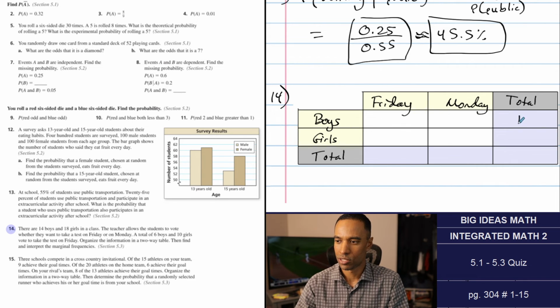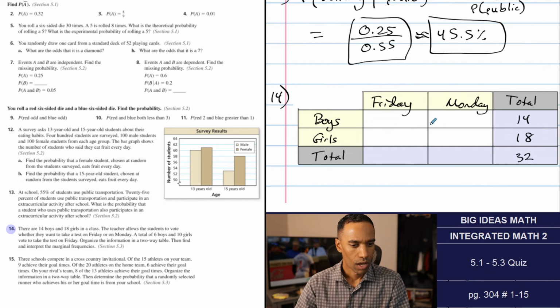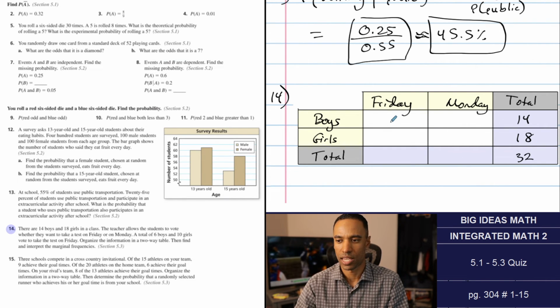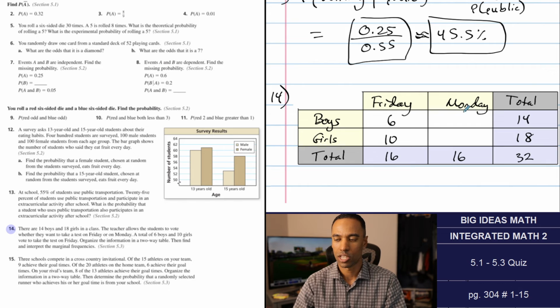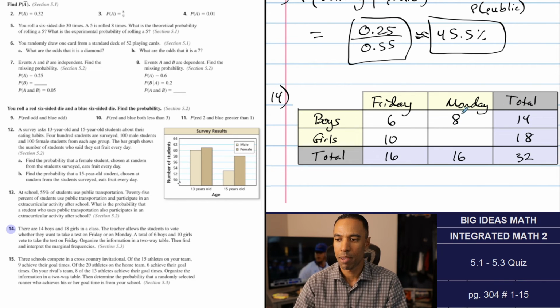14 total boys, 18 total girls means 32 students total. A total of 6 boys and 10 girls vote to take the test on Friday. That means 16 total students of the 32. That also means 16 vote to do it on Monday. Does that mean another 6 boys and 10 girls? No, not necessarily. 6 plus what is 14? That's 8. 8 boys voted for Monday, and then 8 girls voted for Monday. So an even split here, but then fewer boys than girls in that scenario.